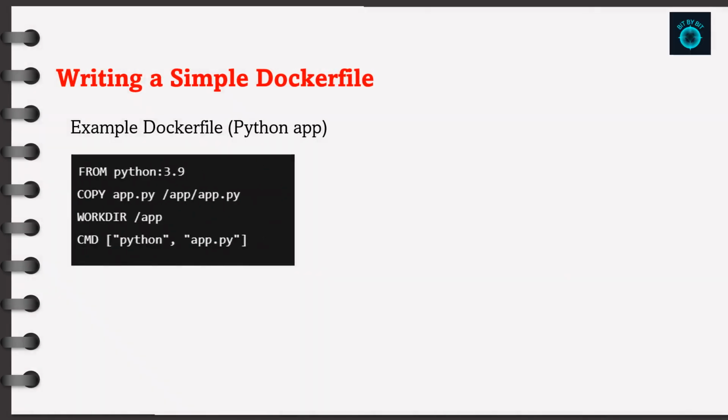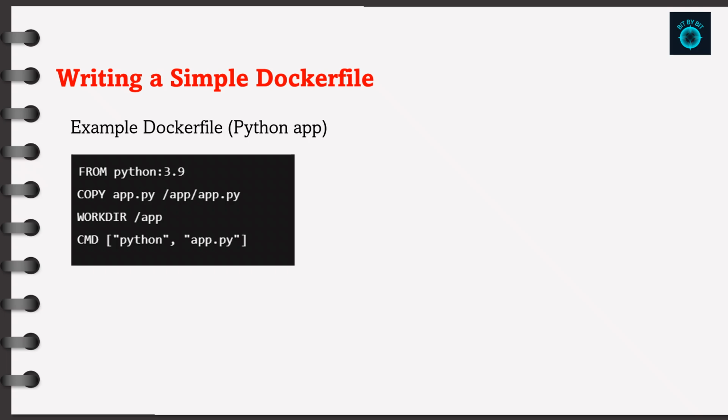Let's walk through a very simple Dockerfile for a Python application. First line, FROM python:3.9. This means our base image is the official Python image version 3.9. Next line, COPY app.py /app/app.py. This copies a file called app.py from our computer into the container inside a folder named app.